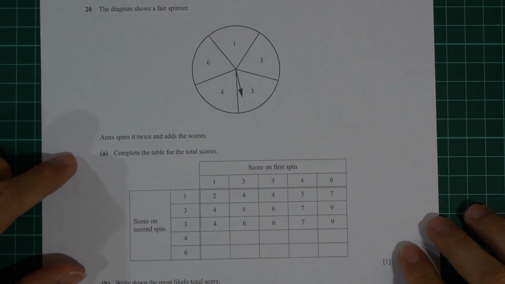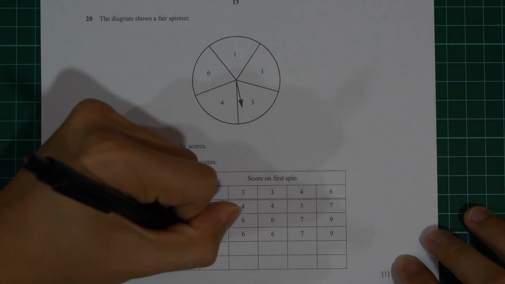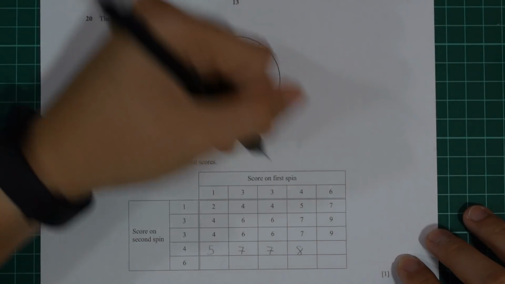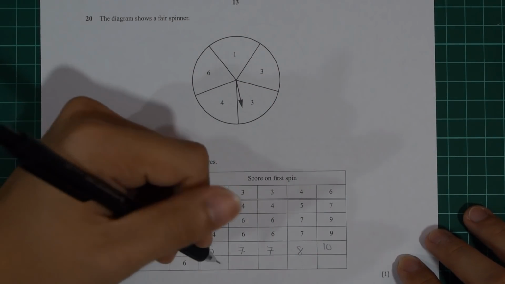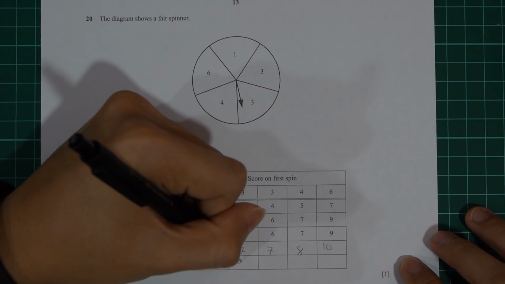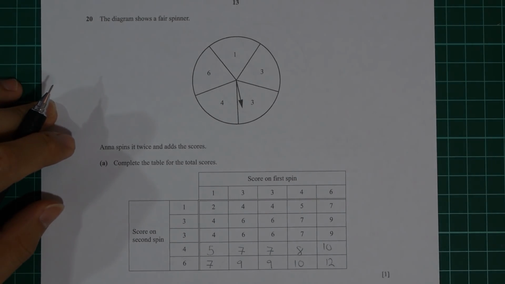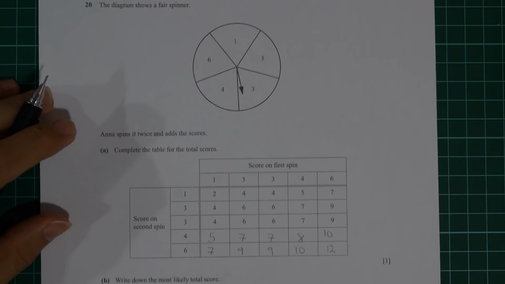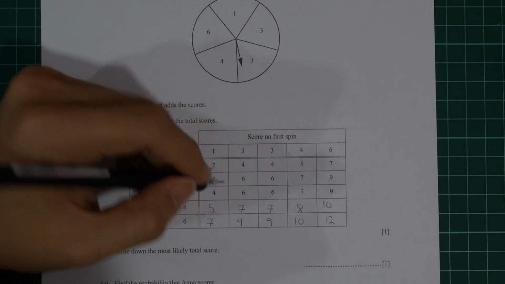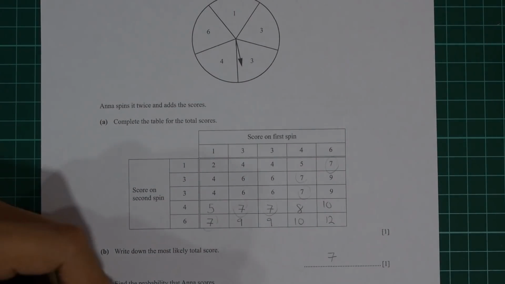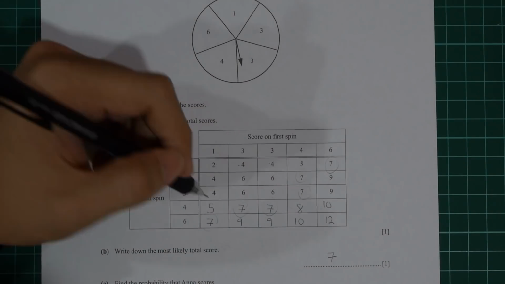So for question 20, the first part is just adding up the top part and the bottom part. So the results go 5, 7, 7, 8, 10, and 7, 9, 9, 10, 12. So let's go through the remaining questions. What is most likely the total score? 7 occurred 6 times, so it is the mode. So 7 will be the most likely score.